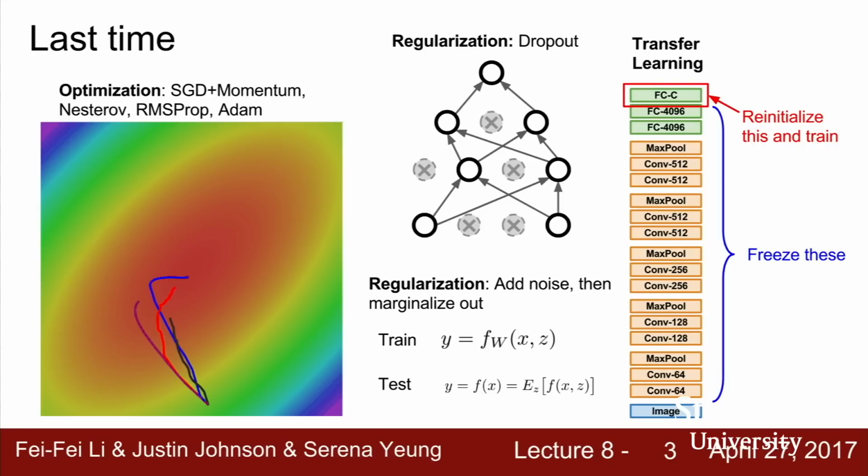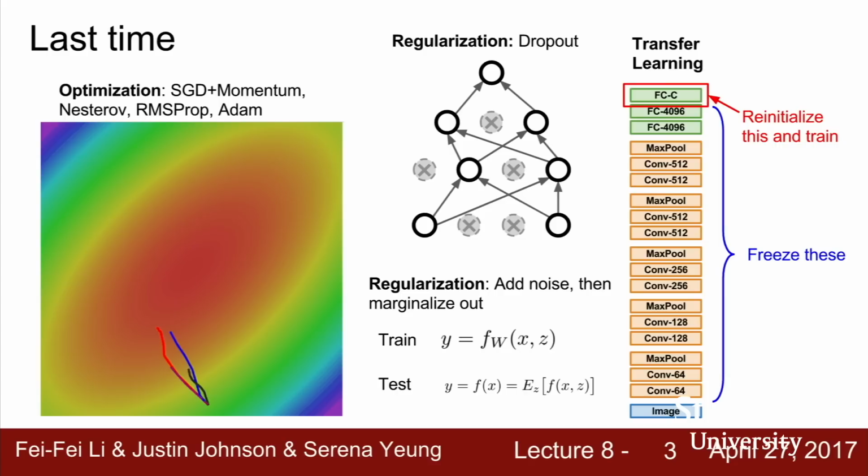So a quick recap, as a reminder of what we were talking about last time. Last time we talked about fancier optimization algorithms for deep learning models, including SGD momentum, Nesterov, RMSprop, and Adam. And we saw that these relatively small tweaks on top of vanilla SGD are relatively easy to implement, but can make your networks converge a bit faster.